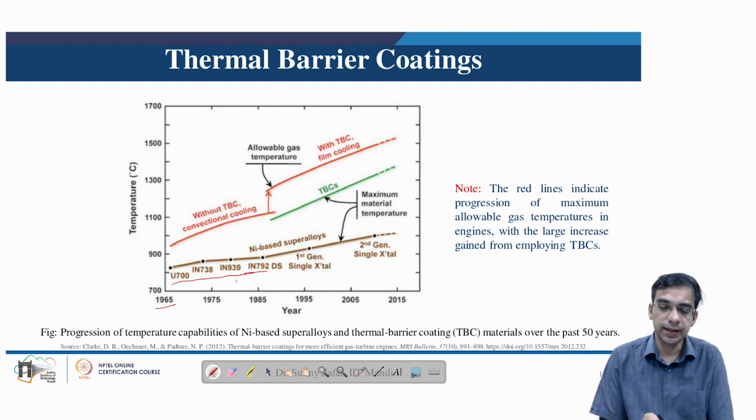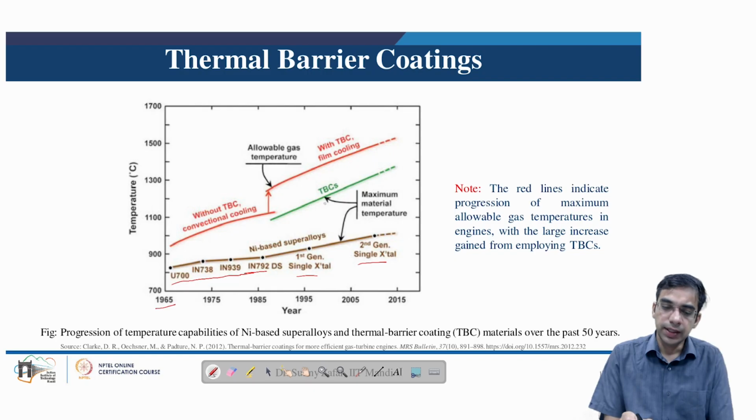Subsequently, as casting technology improved and we could cast single crystal gas turbine blades, we could go beyond 900 degrees centigrade of gas temperature, and further improvement in the casting processes resulted in the second generation of single crystal gas turbine blades. And with application of TBC here, we can see that the maximum allowable temperature jumped from around 1000 degrees centigrade to around 1200 degrees centigrade, which is a 200 degree increase.